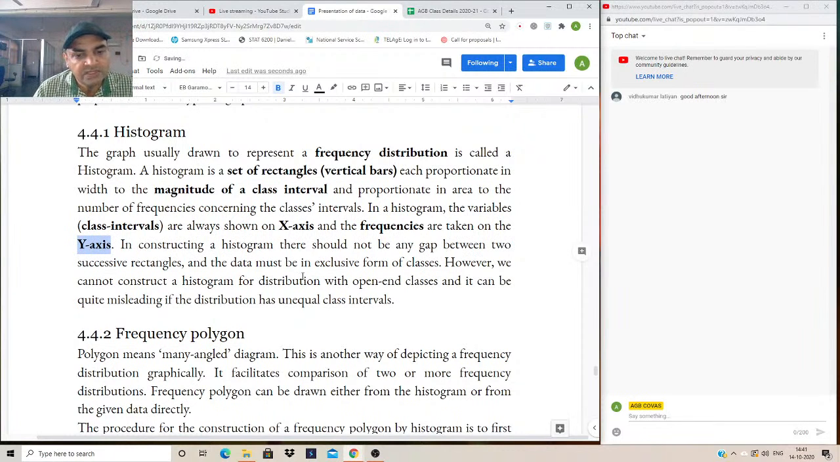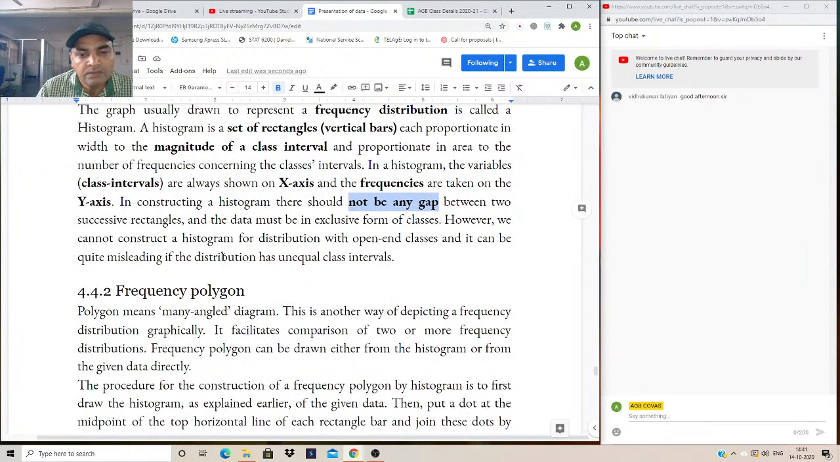So in constructing a histogram, there should not be any gap between two successive bars. Whereas in bar diagrams, which we studied earlier, there was a gap between the bars. But in a histogram, there is no gap. However, another thing is that it has to be made from the exclusive form of classes. That is, the inclusive form of classes cannot make a histogram.